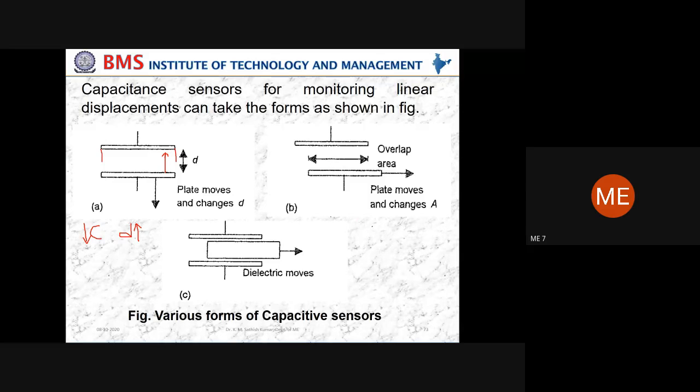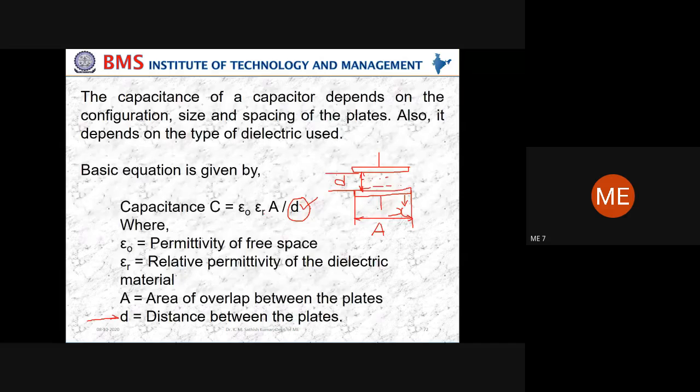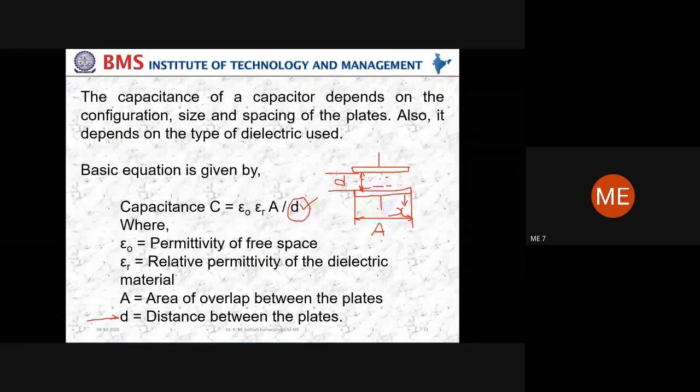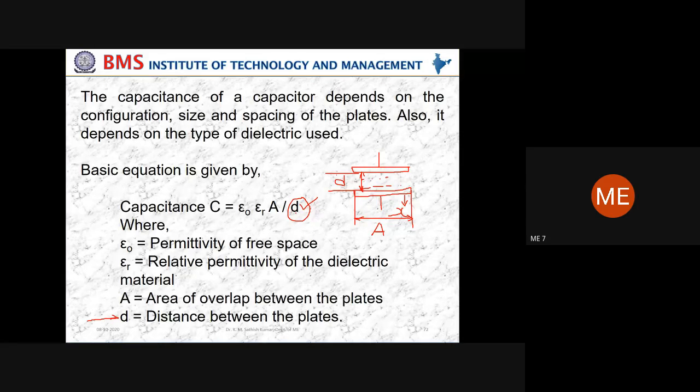When my area of overlap reduces, it will have a corresponding impact on C, because from the previous section we know that C is equal to epsilon naught epsilon r A by D. Now, by keeping all the other things constant, if A increases, C increases. If A reduces, C is going to reduce.